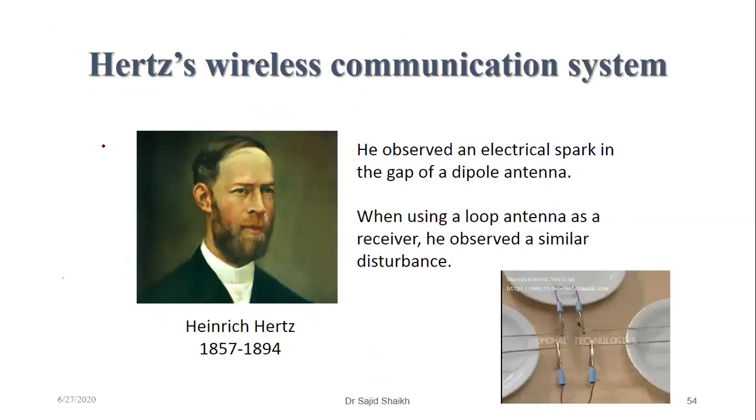So antenna means what? First we have to understand the definition of an antenna. This antenna was invented in 1857 by the scientist Hertz. On behalf of his name, we have the unit of frequency as the hertz. So what experiment did he do?